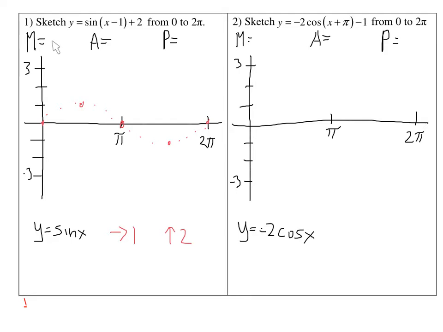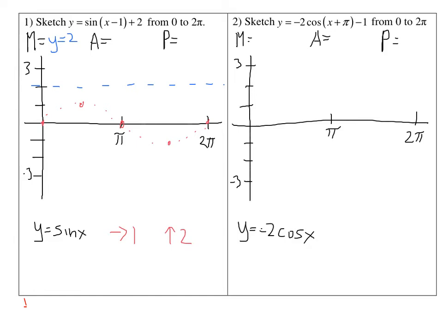Now, what is the midline, amplitude, and period? Let's do that before we actually do the shifting. You should notice your midline actually is going to be moved up 2. So your midline is actually going to be at 2. So let's actually put that. That will help us when we translate it to see the middle of it.